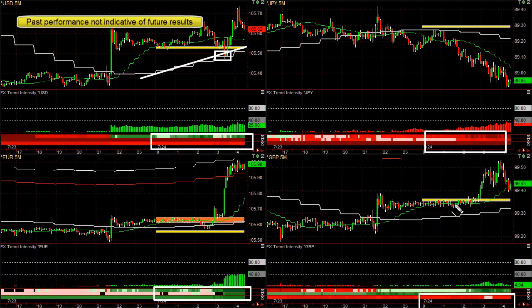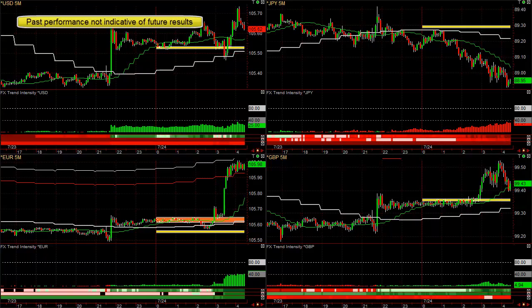So when the pound broke out right here at 3 o'clock and the yen was already down, you want to buy the pound yen. So let's take a look at that. This is one of the easier ways of trading with this tool.